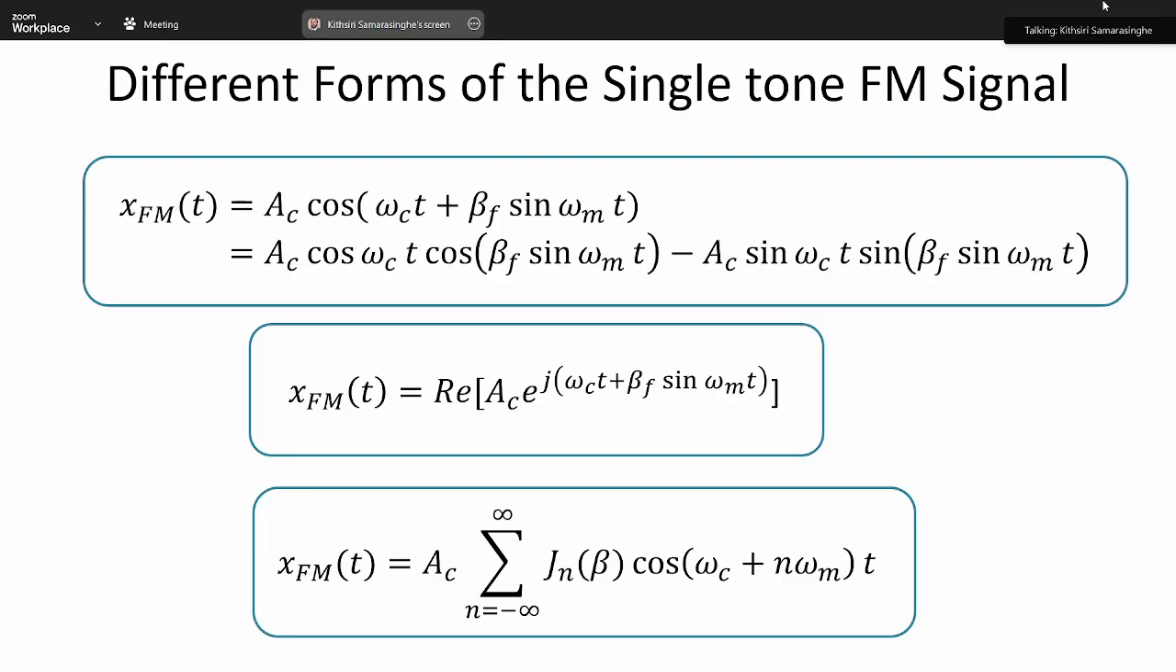Let's have a break here. After the break, we will use these Jn(beta) values to plot spectra. Let's meet in about 10 minutes. After that, we will plot the spectrum by reading the Bessel coefficient charts, right?